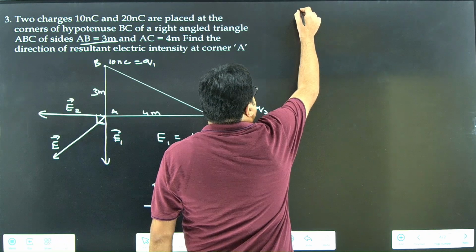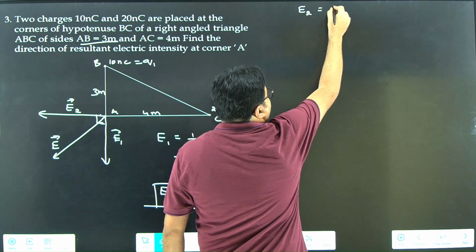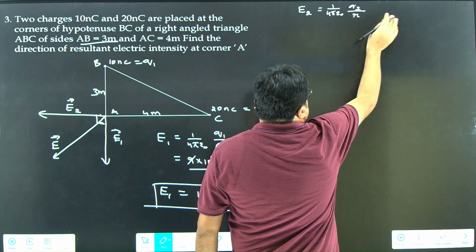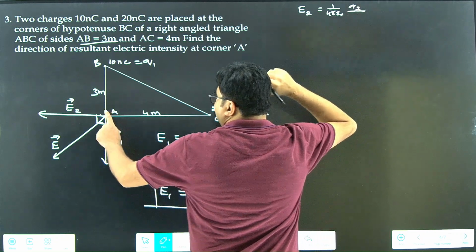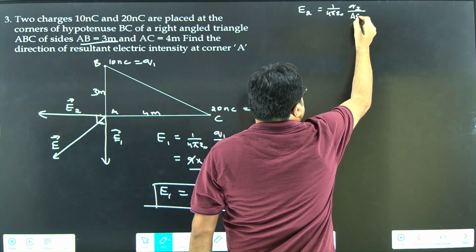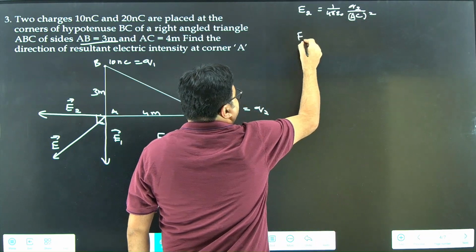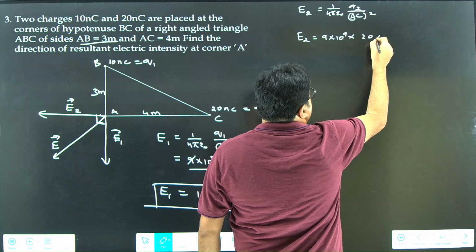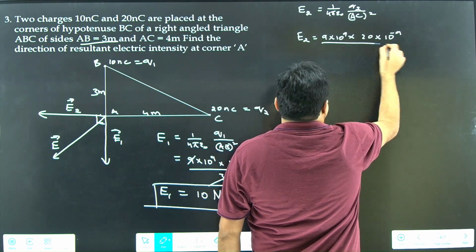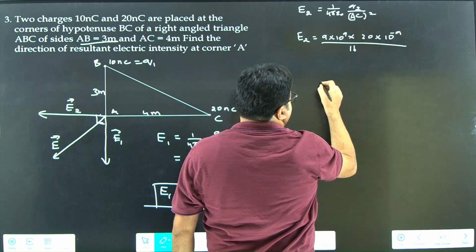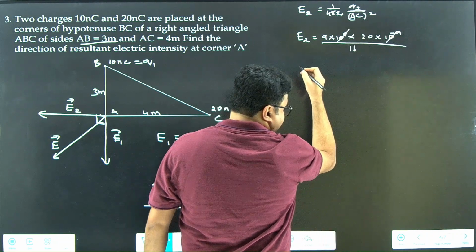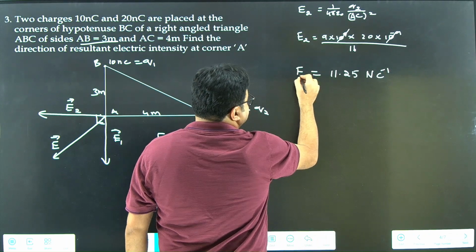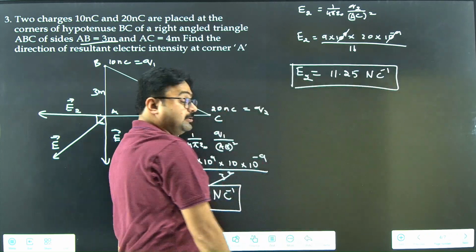Let's try to find E2. E2, my dear friends, is also very similar. We have 1 divided by 4 pi epsilon naught Q2 divided by the distance, in this case AC square. Let's calculate that. E2 becomes equal to 9 into 10 to the power of 9, Q2 is 20 nano, which is 10 to the power of minus 9, divided by 4 square, which is 16. If you just look at it, what does this become? This becomes 11.25 Newton per coulomb. That is the answer for E2 after simplification.